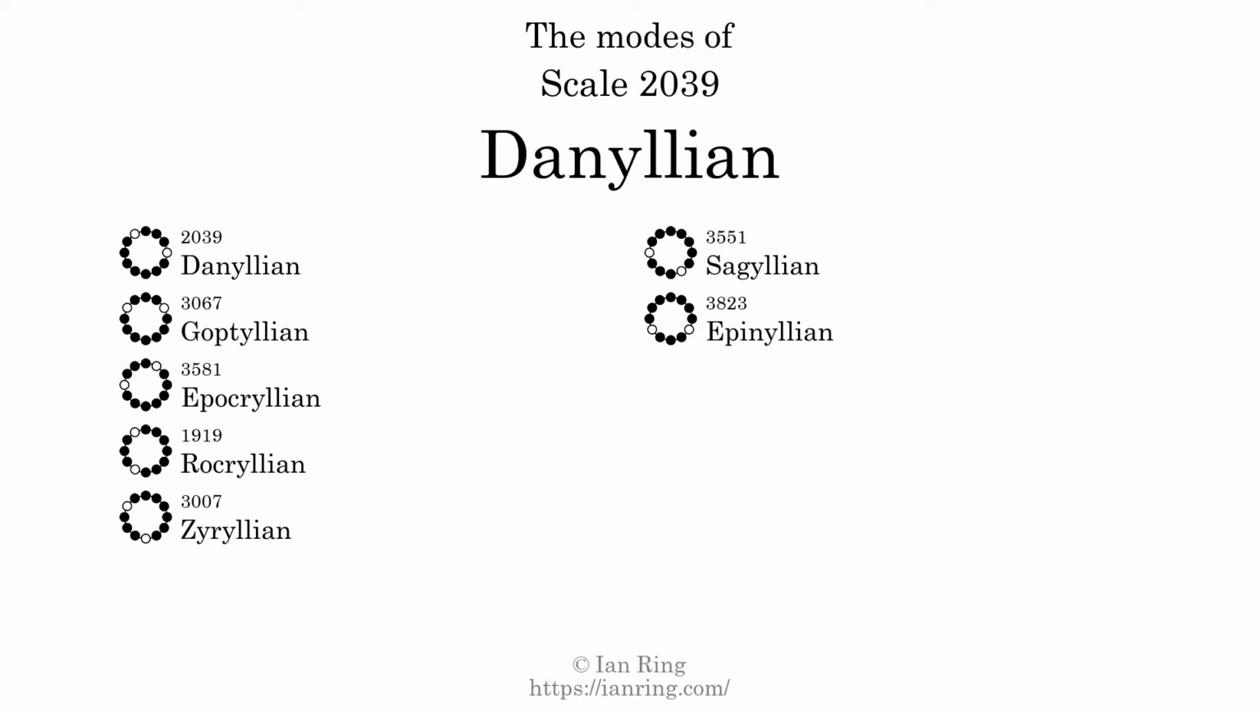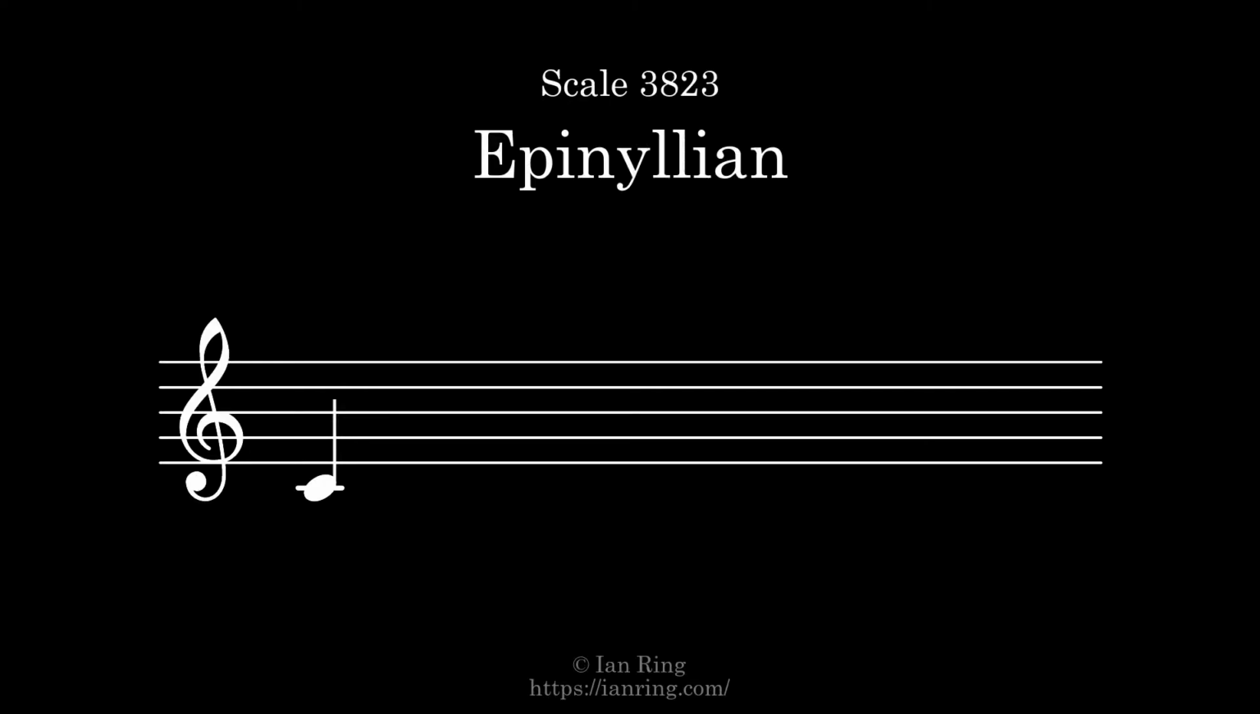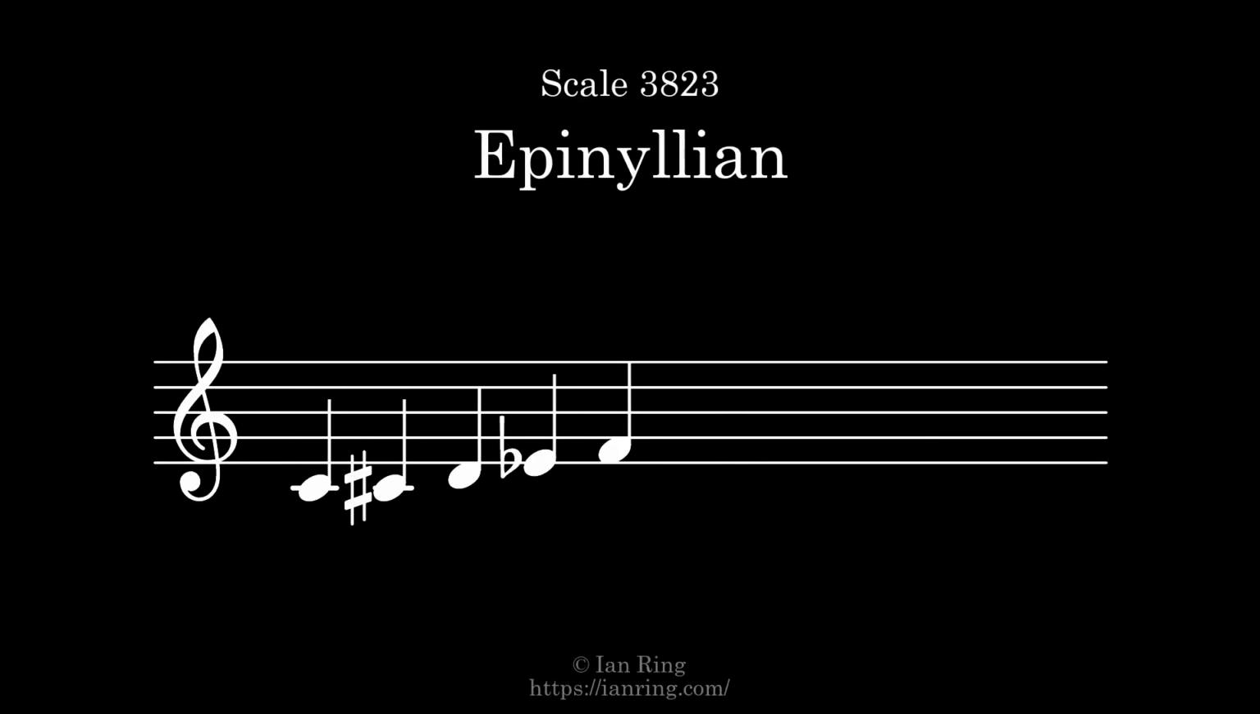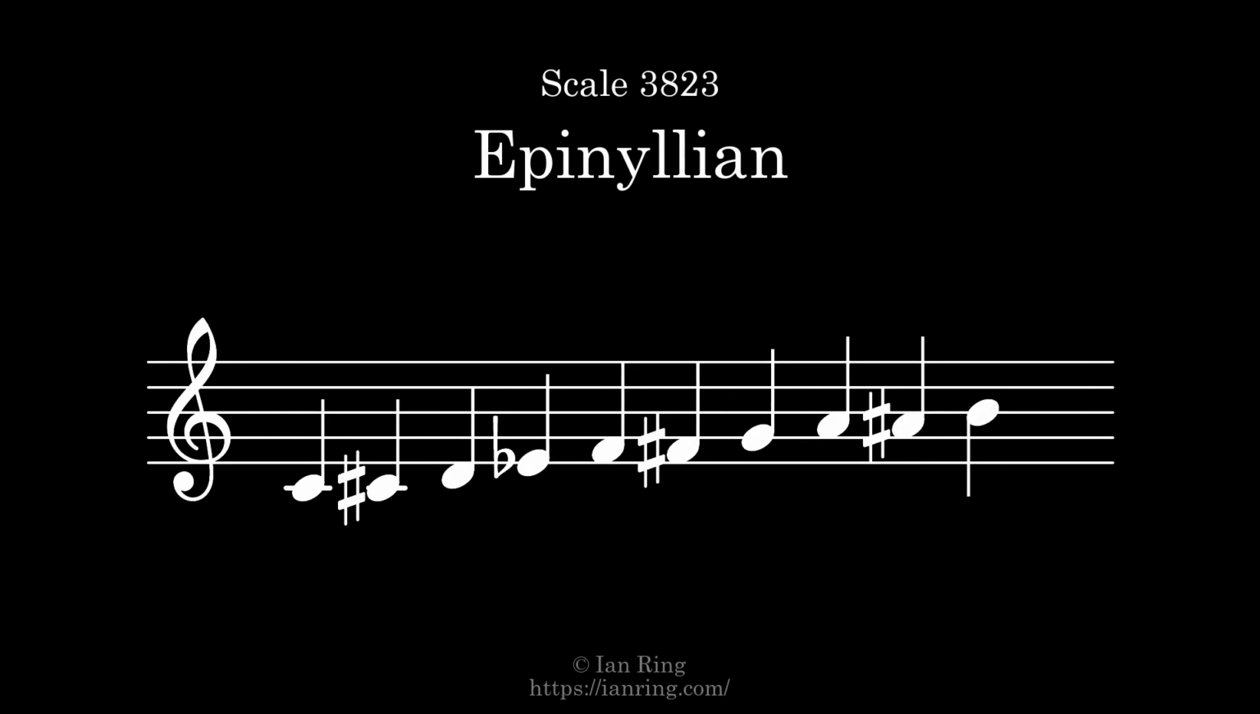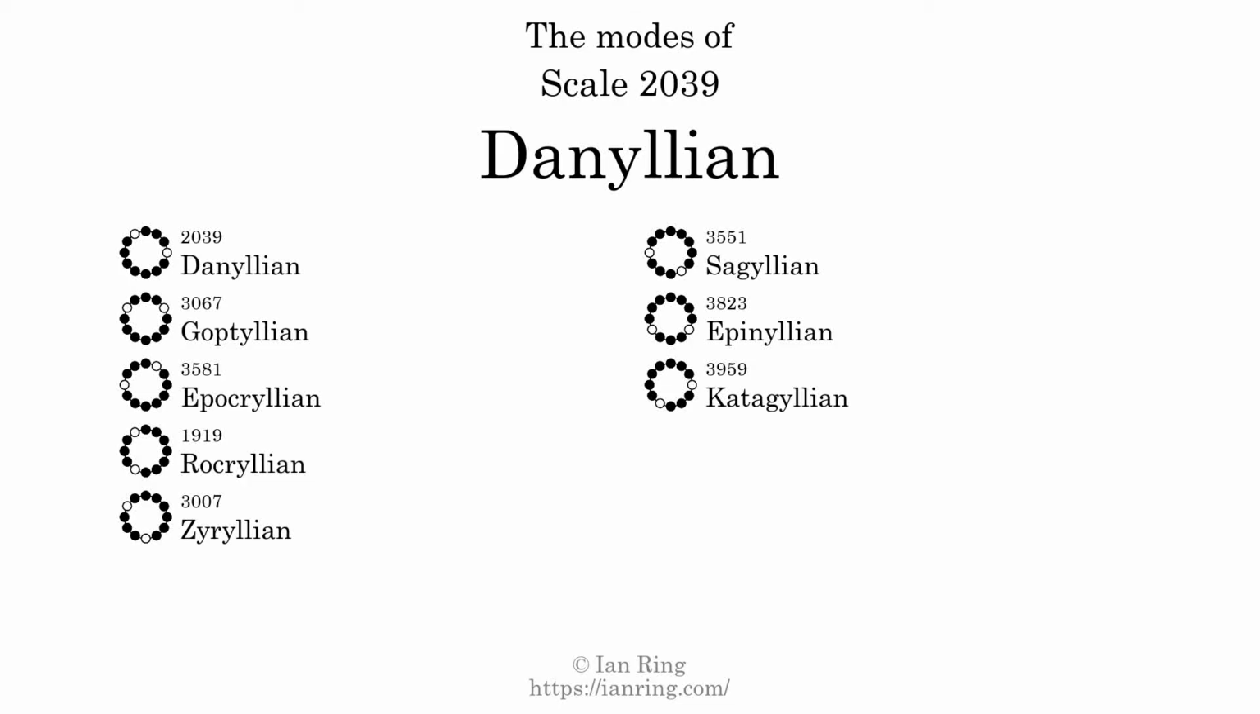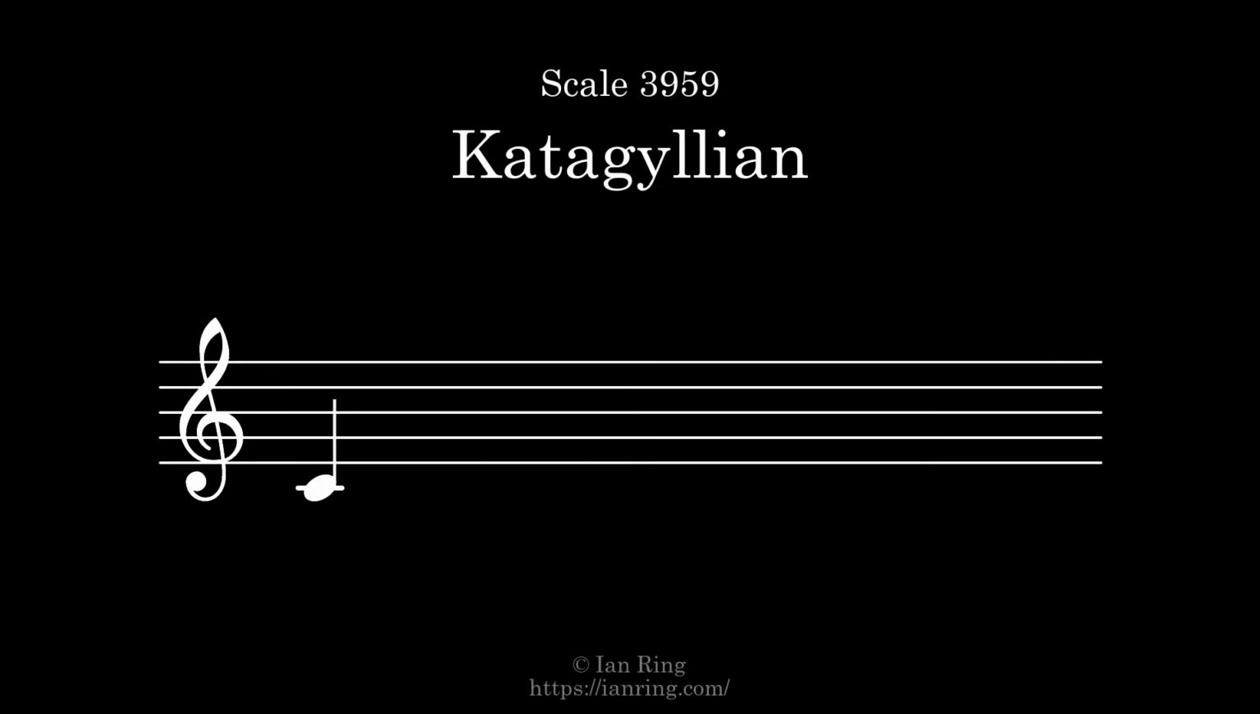The seventh mode is scale 3823, also known as Danyllian. It sounds like this. The eighth mode is scale 3959, also known as Danyllian. It sounds like this.